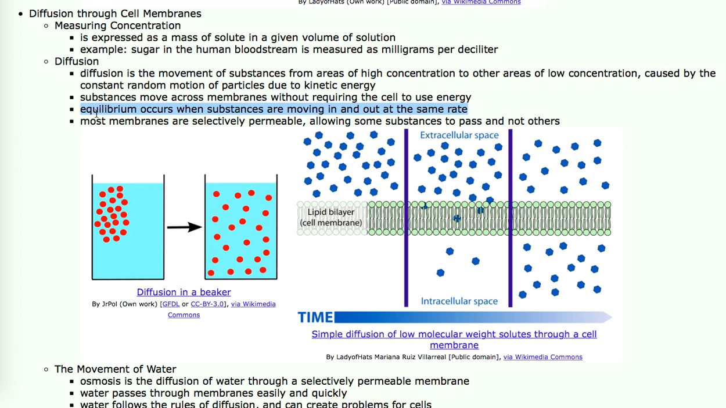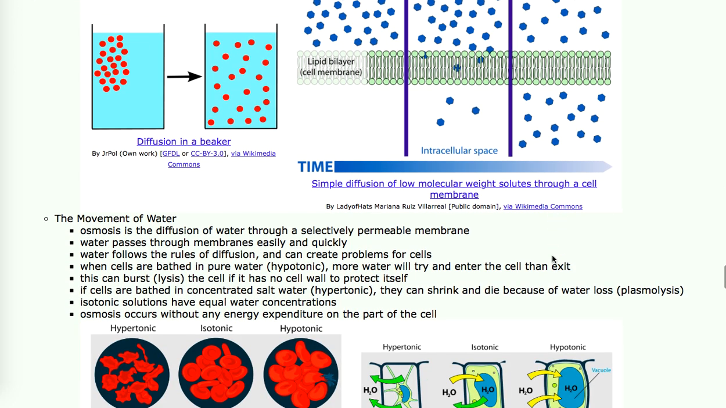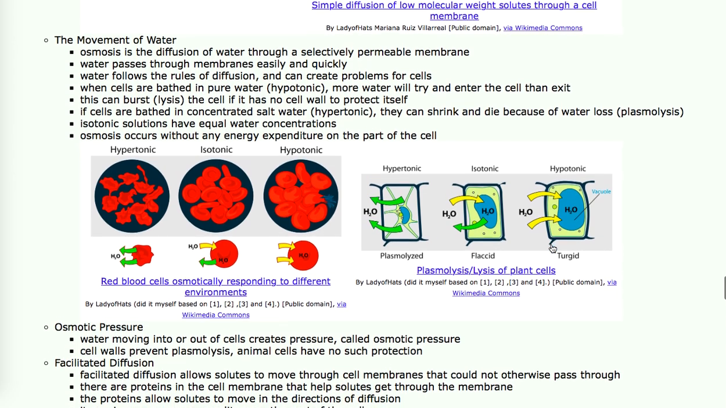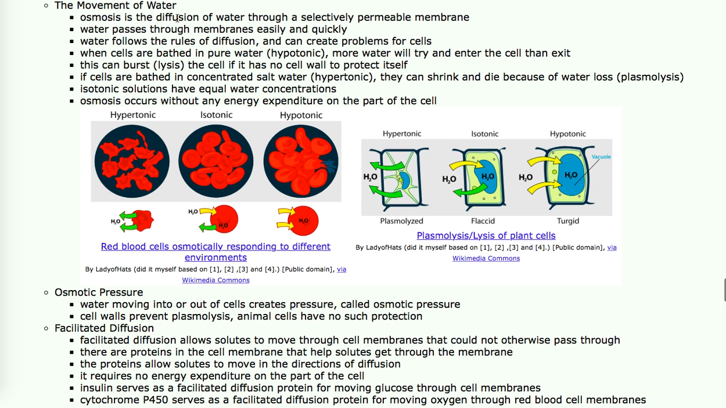Now, most membranes are permeable to something. That means they're selectively permeable, meaning they let some things through but not others. And cell membranes are no exception. Some membranes are selectively permeable membranes. They let some things go through, but not other things. Water is one of the most important commodities that has to get through cells. And there's a special name for the movement of water through a selectively permeable membrane, and that's called osmosis.